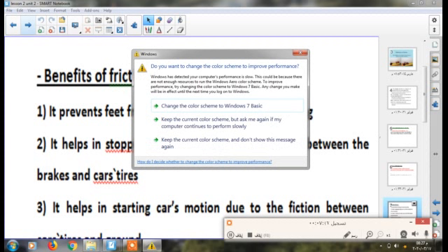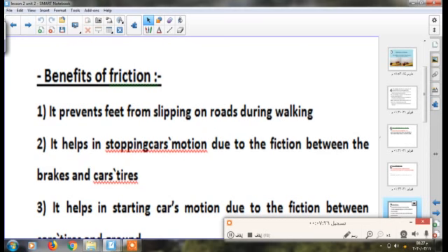Okay, the heat energy produced by the friction force between the internal moving parts of the machine makes these parts expand, because we know that metals expand by heating and contract by cooling. The heat energy makes this part expand, and this expansion affects their performance.